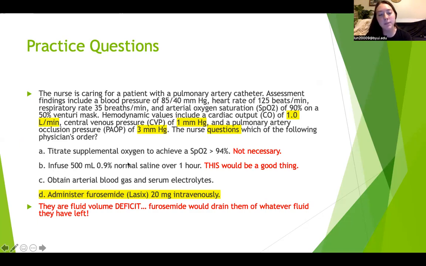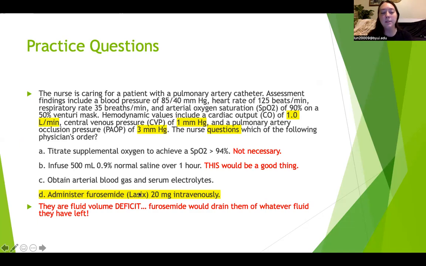B, infuse 500 mils of a normal saline bolus over 1 hour. This would be a good thing, right? Because their blood pressure is dropping, their heart rate's up, respirations are super high. We're wondering, like, are they going into shock or something like that? So great. C, obtain arterial blood gas and serum electrolytes. Well, yeah, we would want to know what their ABGs are, right? If they're in an acidotic state, or if they're in alkalosis because they're breathing super fast, right?